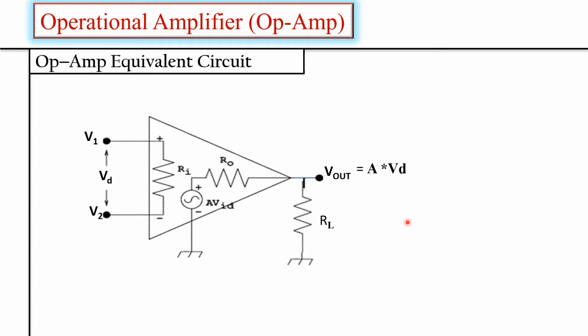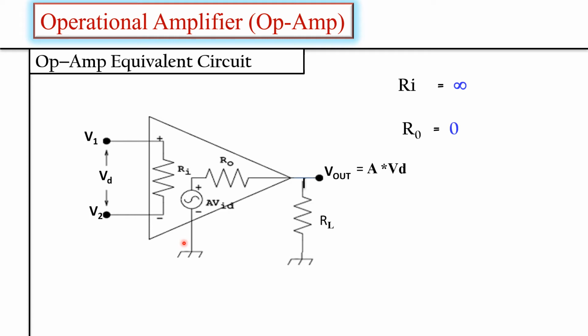The ideal op-amp should have an input impedance equal to infinity. So Ri should be equal to infinity, so that whatever input is applied between the input terminals directly gets applied to the op-amp. So there will be no drop across Ri. So Ri should be infinity.